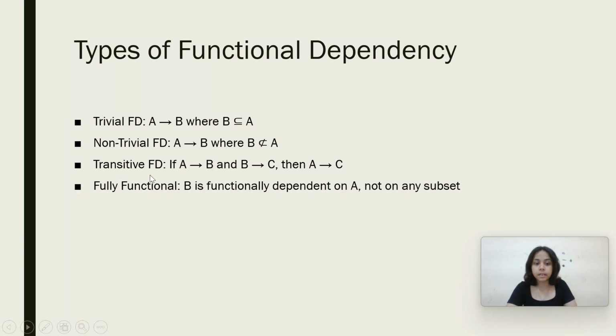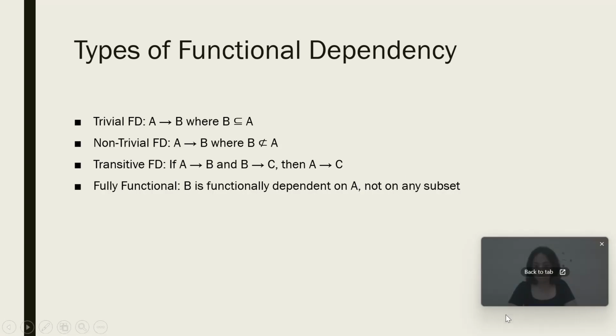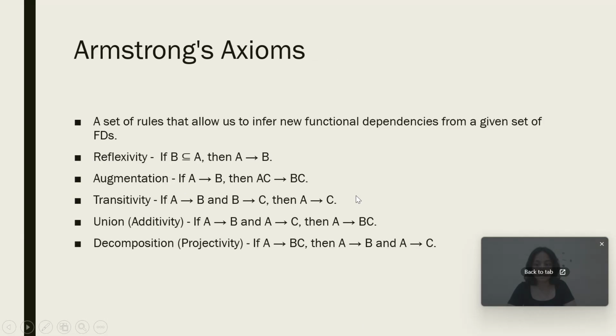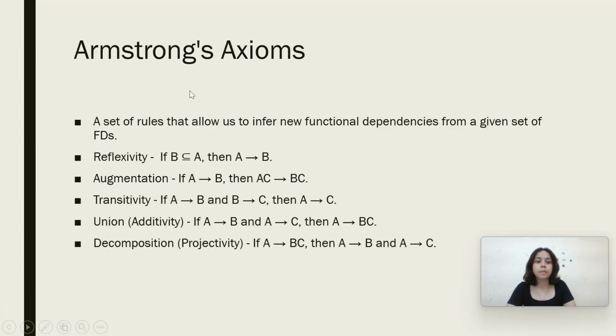And transitive functional dependency means that if A tends to B and B tends to C, then A tends to C as well. And if we want to know about fully functional dependency, it means if B is fully functionally dependent on A, then there is no subset of each other. Then we'll just go to next slide. Here it is Armstrong's axioms.